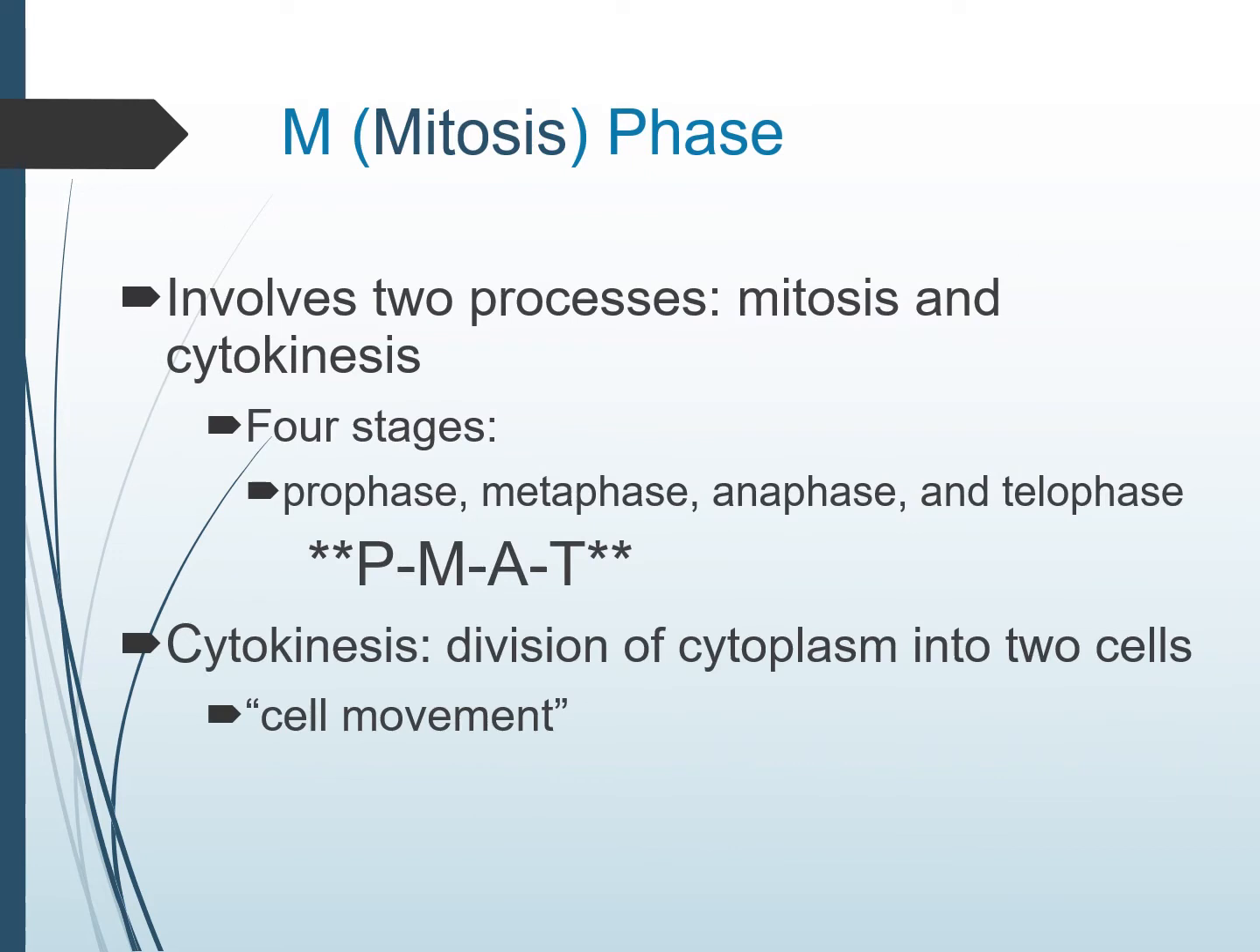After interphase, a cell will enter mitosis, which is divided into 4 stages, remembered more easily with the PMAT abbreviation, standing for prophase, metaphase, anaphase, and telophase. At the end of mitosis is cytokinesis, which is the final division step forming 2 daughter cells. Cytokinesis means cell movement.